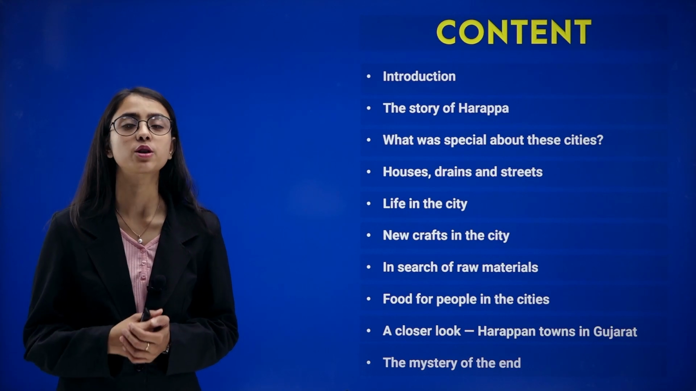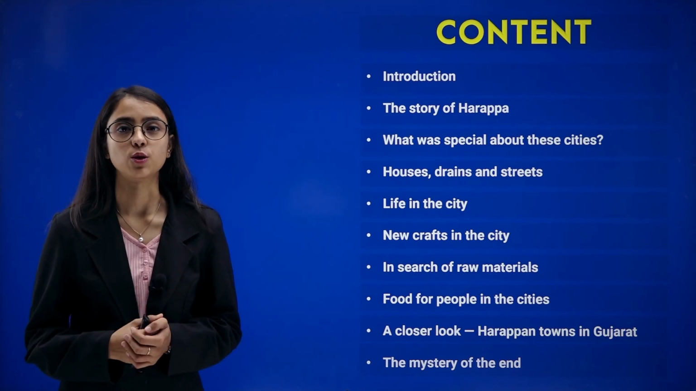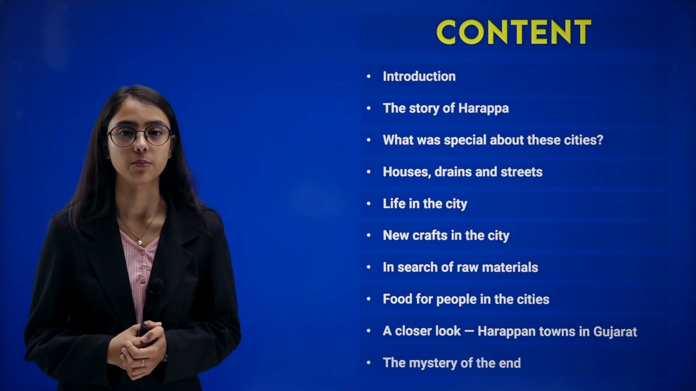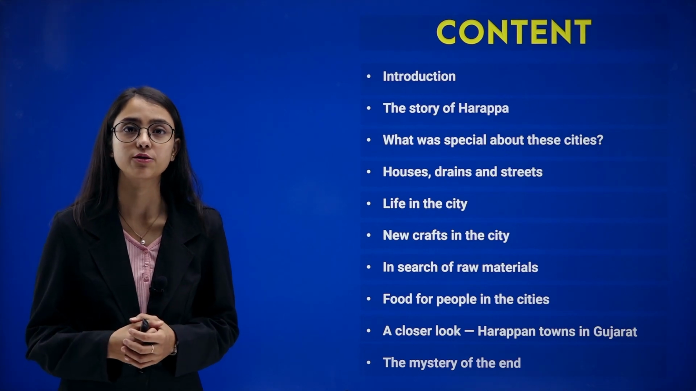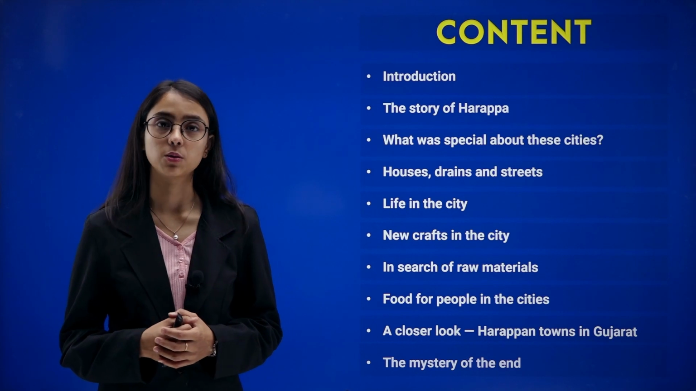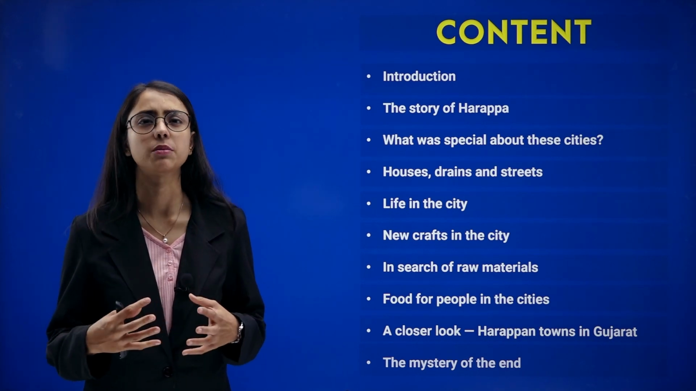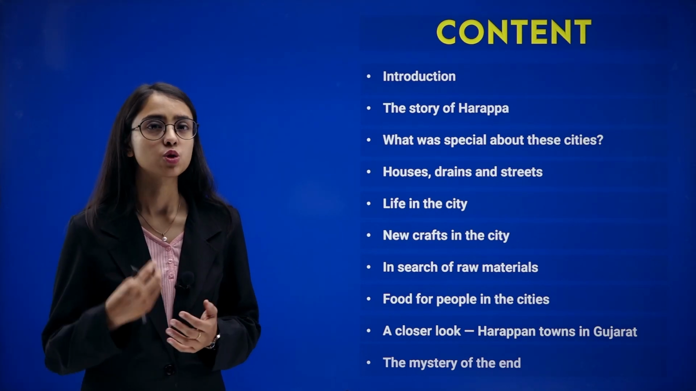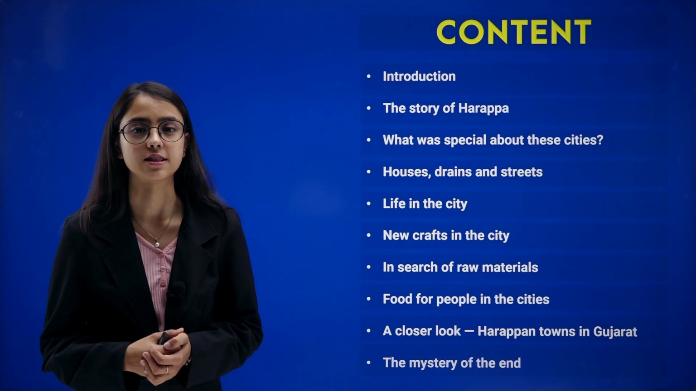So what are we going to learn in these chapters? Have a look. The story of Harappa: what was Harappa, how was it formed, etc. Then we are going to learn about what was special about these cities. Of course, these cities were made and developed with time. So what were the key features of these cities?